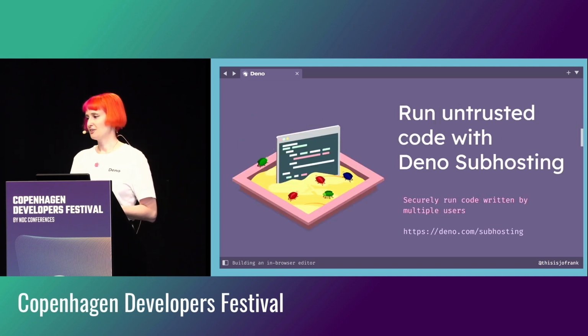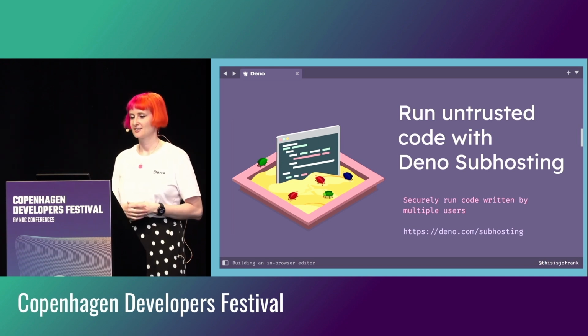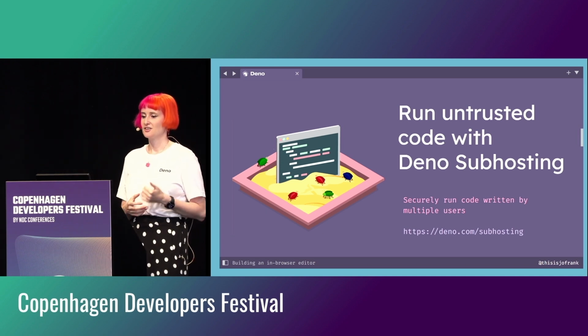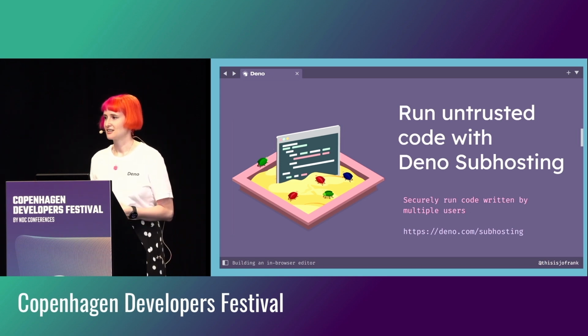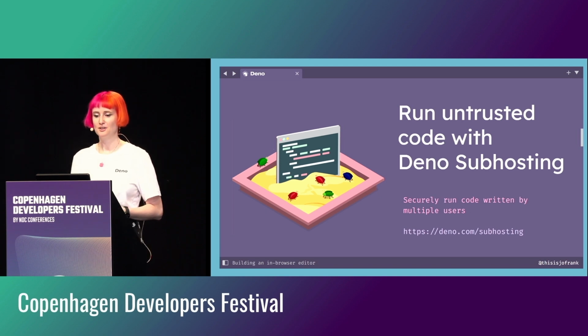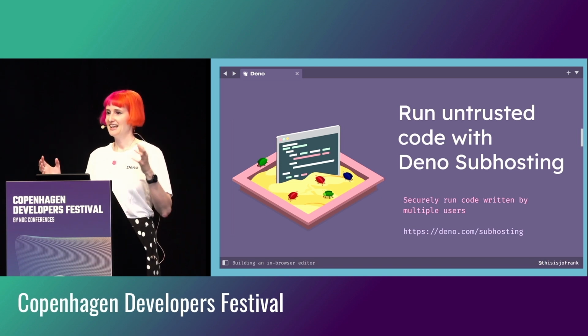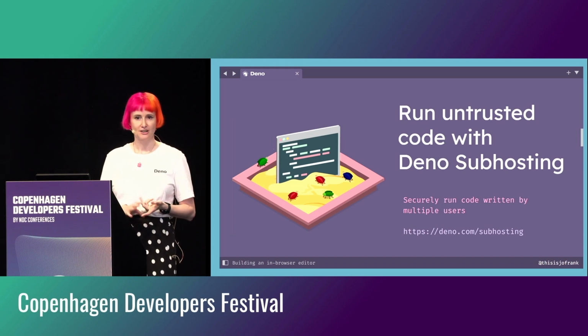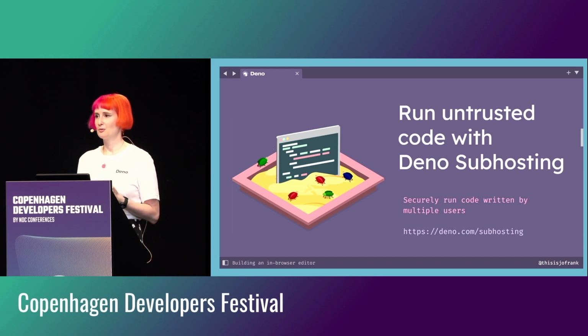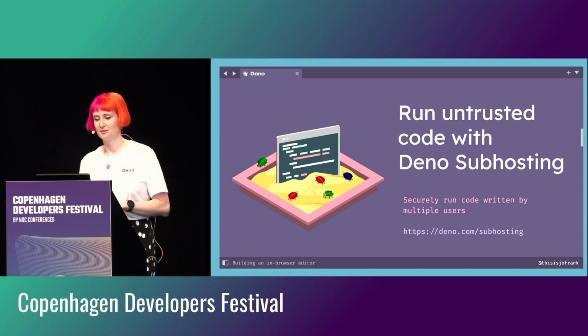And I mentioned we're going to need some sort of serverless functions. Deno also has that for us. So Deno has this thing called subhosting, which is a set of capabilities that are built on top of Deploy, which are designed for securely running code written by multiple people in a sandboxed environment. It supports JavaScript, it supports TypeScript, and it's optimized for super fast deployment and cold start times, which is exactly what we need for this scenario.